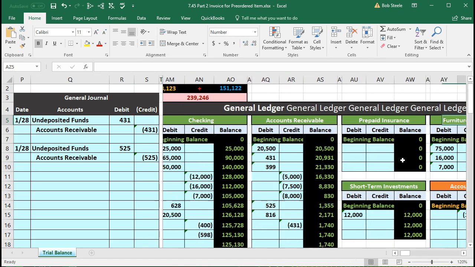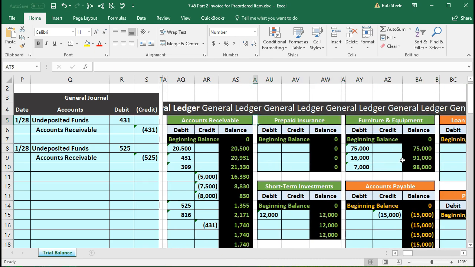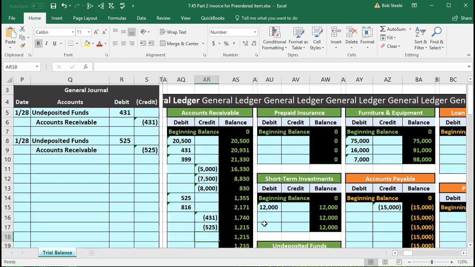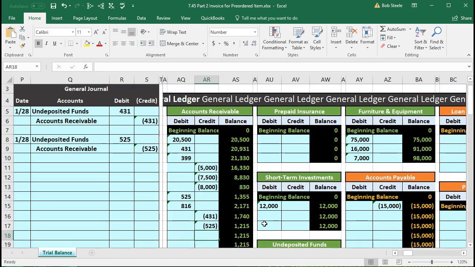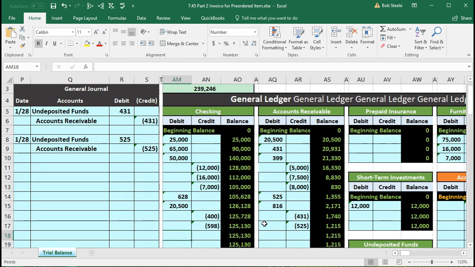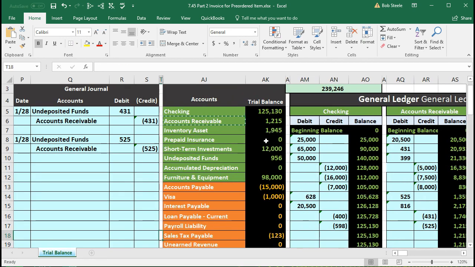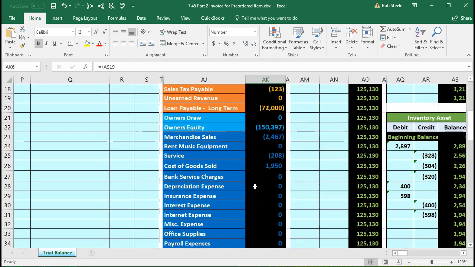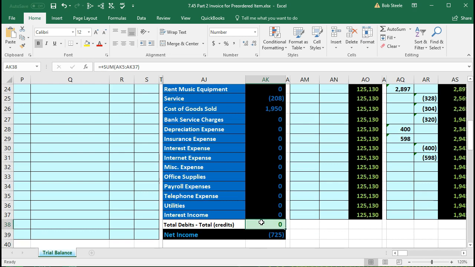Scrolling over to that second account, we're going to go to the credit side of it. We will be in column AR, row 17, cell AR17, equals, and pointing to that 525 brings the balance of 1,740 down by 525 to 1,215. We should also see that 1,215 right here in AK6. Scrolling down, we see that we are also back in balance.